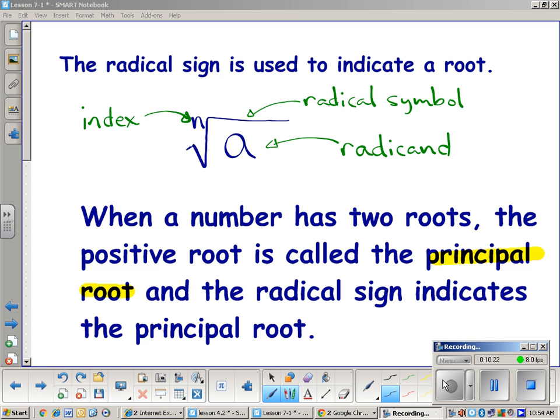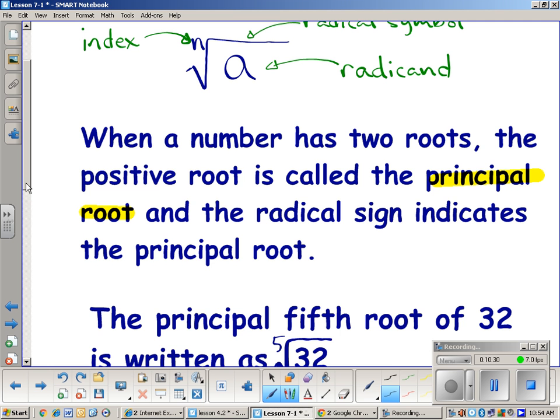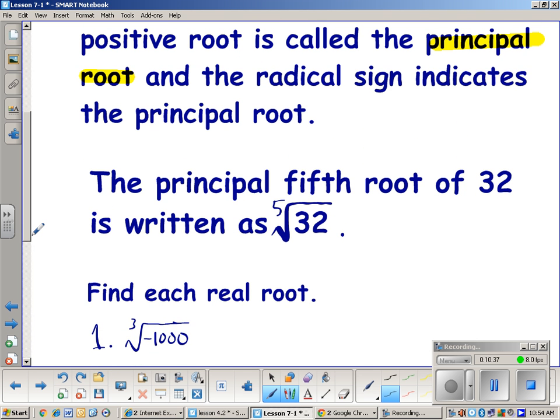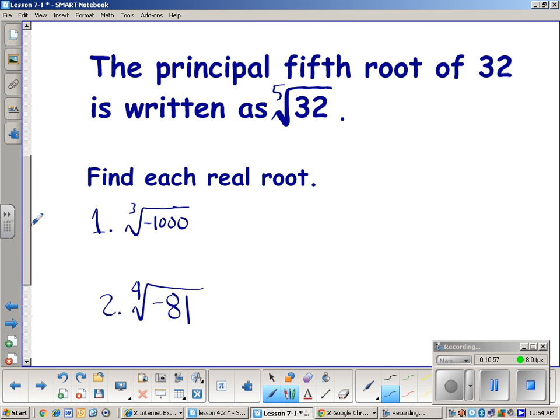now. All right, so when a number has two roots, a positive root is called the principal root. And the radical sign indicates the principal root. Okay? So the principal fifth root of 32 is written as the fifth root of 32. Reality is, in this example, an odd root, there's only one real root anyway. What the key of this is, when a number has two roots. This one only has one anyway.